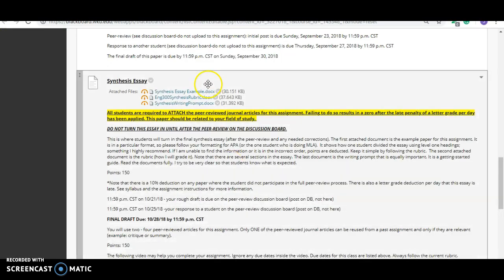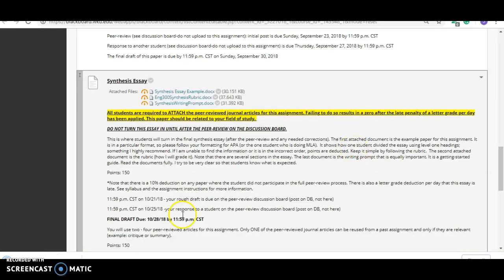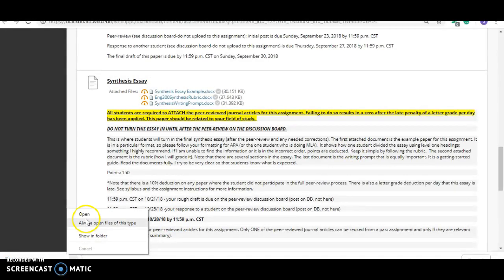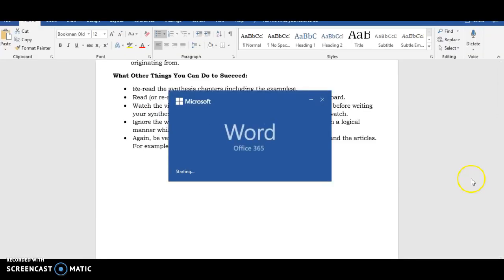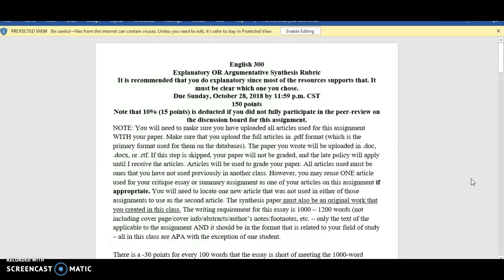So I'm going to go back over here and open up our rubric. Take a few minutes to look through that. Hang on just a second. Okay, so here's the actual rubric that I'm going to use to grade.